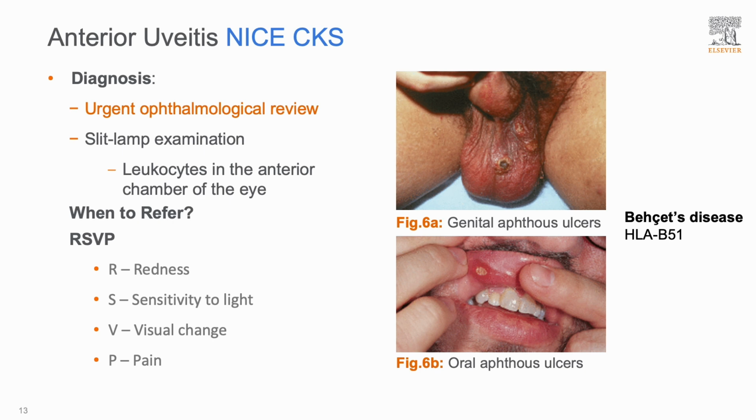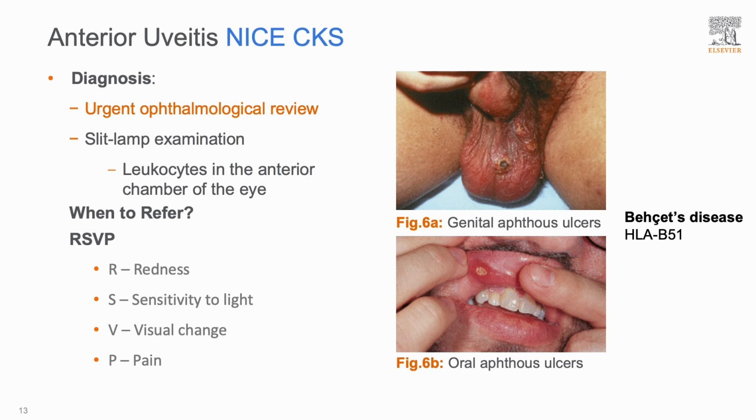But when exactly do we refer patients to ophthalmology? Well, a commonly used mnemonic is RSVP. R for redness, S for sensitivity to light, for example in photophobia, V for visual change, when a patient presents with a diminished visual acuity, blurred or doubled vision, or P, pain on ocular movements.